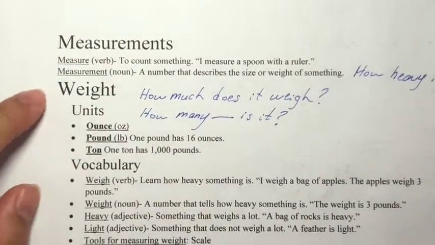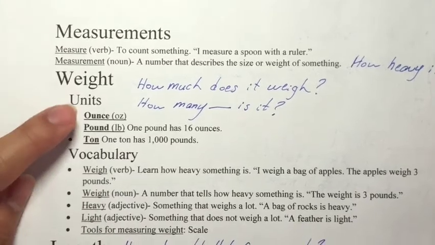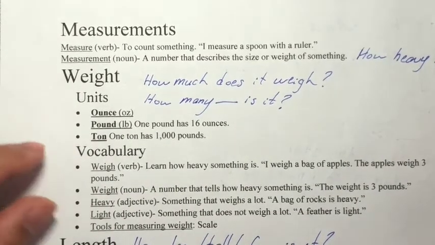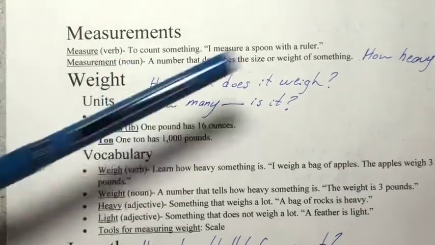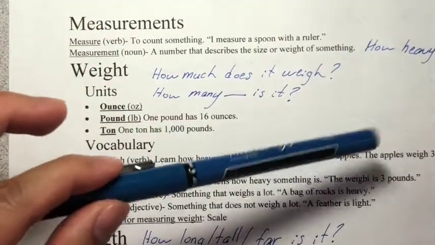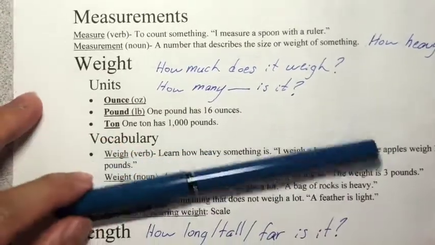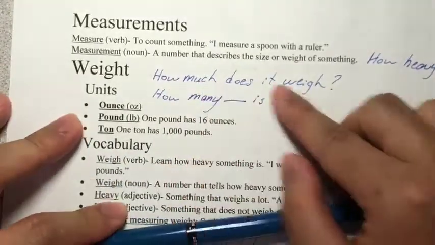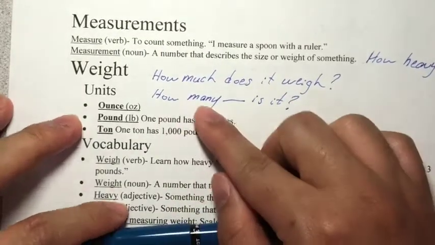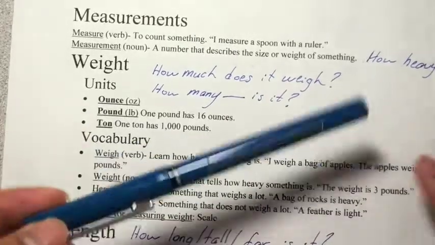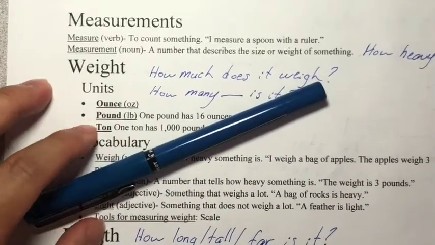So let's start with weight. The units for weight are ounce, pound, and ton. 1 ounce. This pen is about 1 ounce. This pen weighs 1 ounce. We ask questions like, how much does it weigh? Or how many ounces is it? Okay? And then next we have a pound.